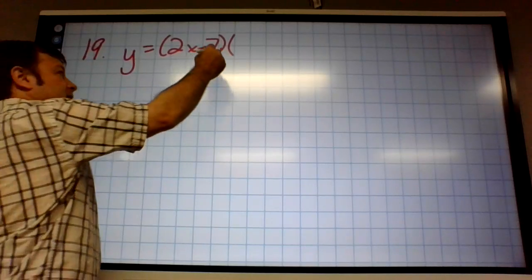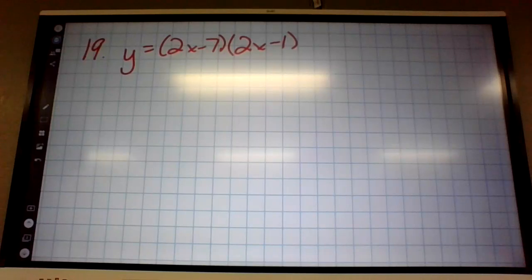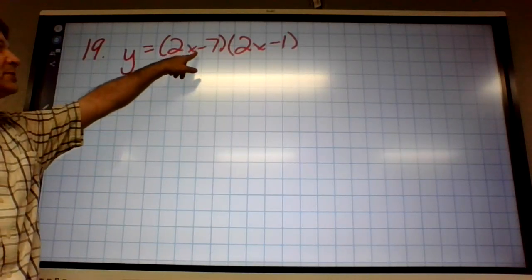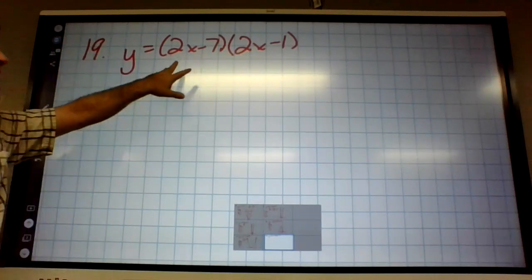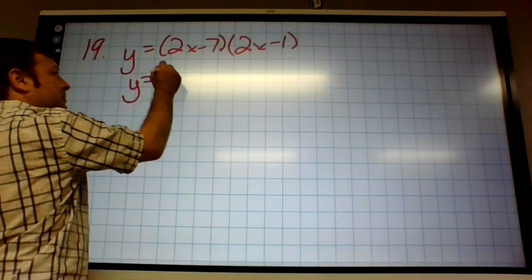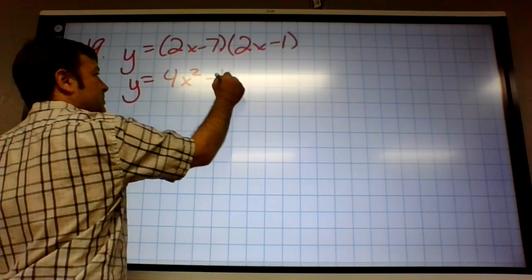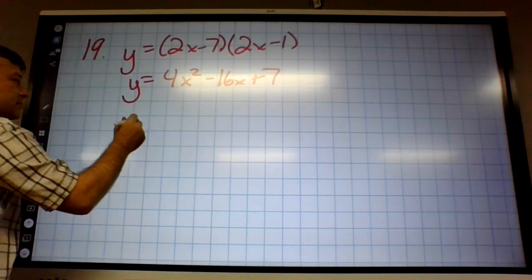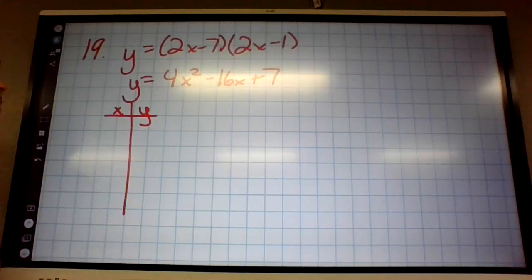Alright. What do you guys think I'm going to do on this one? You could get the x-intercepts really easy. It's positive 7 over 2 and positive 1 half. But that doesn't tell you the vertex. So I'm going to go ahead and FOIL this together. 4 squared. Negative b is 16 over 8.